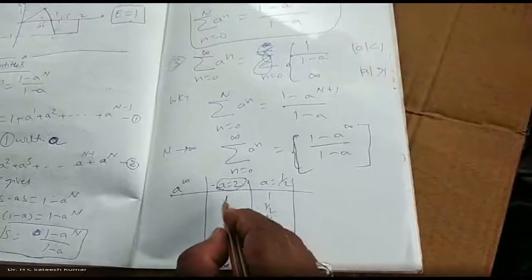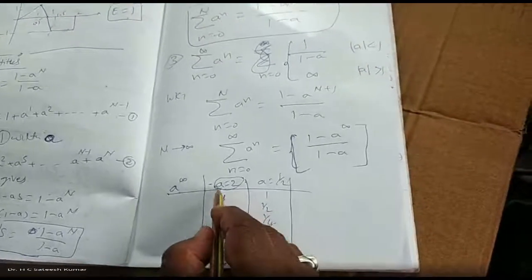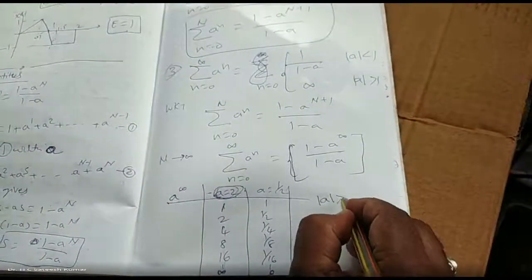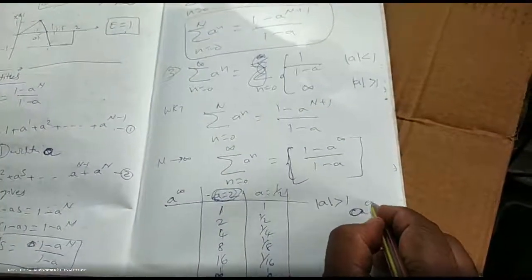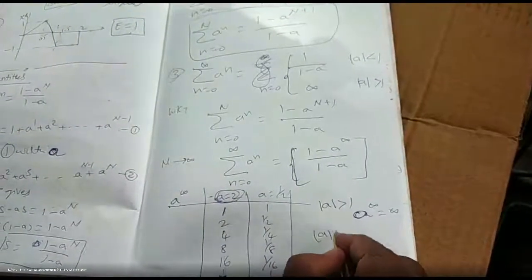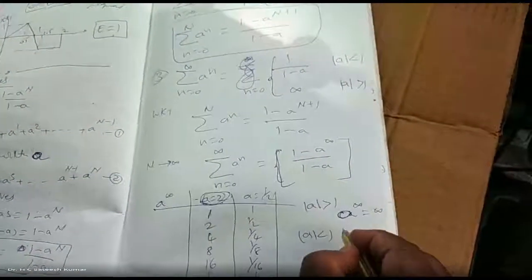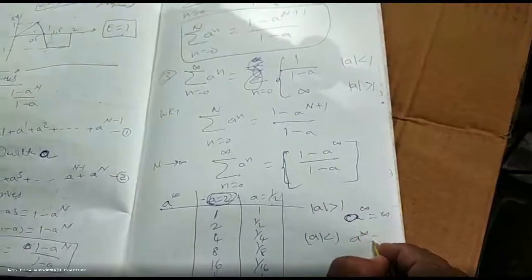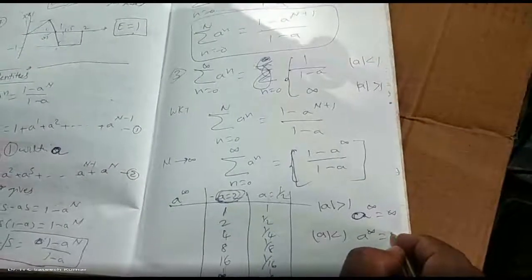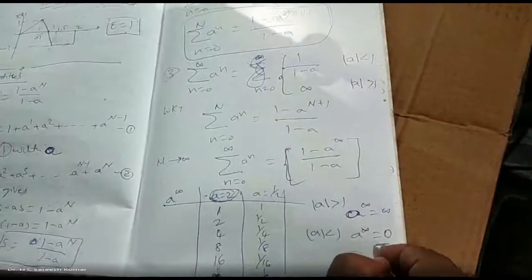So when the magnitude of a is greater than 1, a to the power of infinity is equal to infinity. If the magnitude of a is less than 1, that is half, then a to the power of infinity is 0.